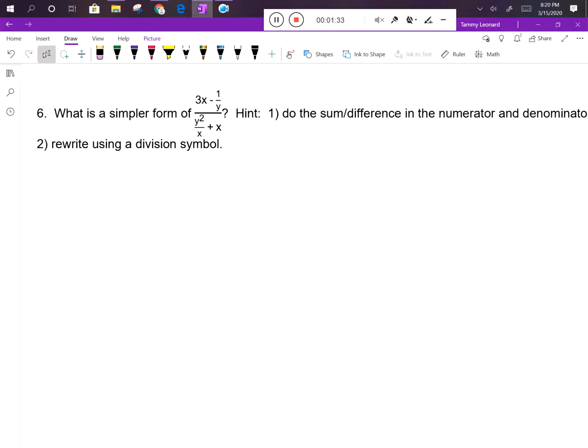So there's a basic process that we can follow. There's a few different ways to teach this. This is the particular process that I like to use. So it's a 4-step process. Process number 1 is to make the numerator a single fraction.